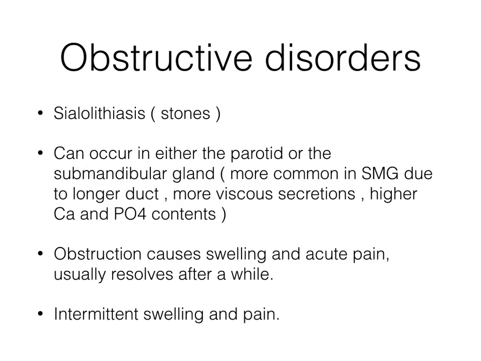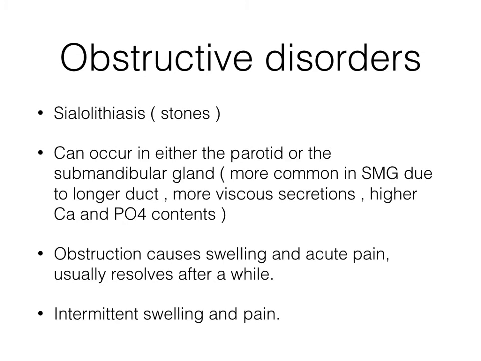Second type of disorders, they're obstructive disorders. First thing we have is sialolithiasis, which are stones of the salivary gland duct. It can occur either in the parotid or the submandibular gland. More common in the submandibular because of the longer duct and smaller size duct, as we said earlier. They have more viscous secretions as well. Remember, it's more mucinous, and they have more calcium and phosphate within these secretions. So they're more prone to develop stones within the submandibular gland duct.